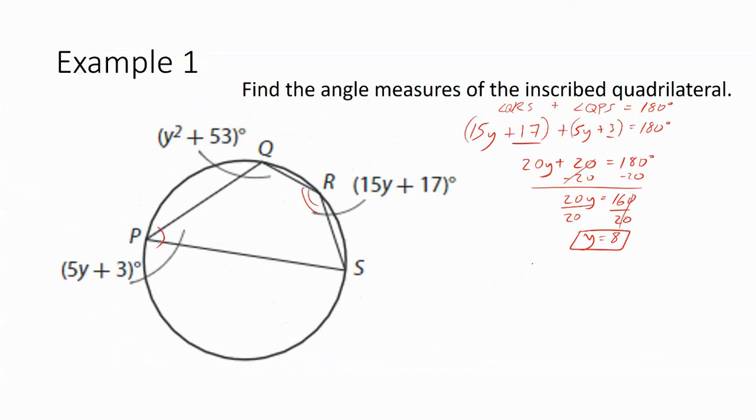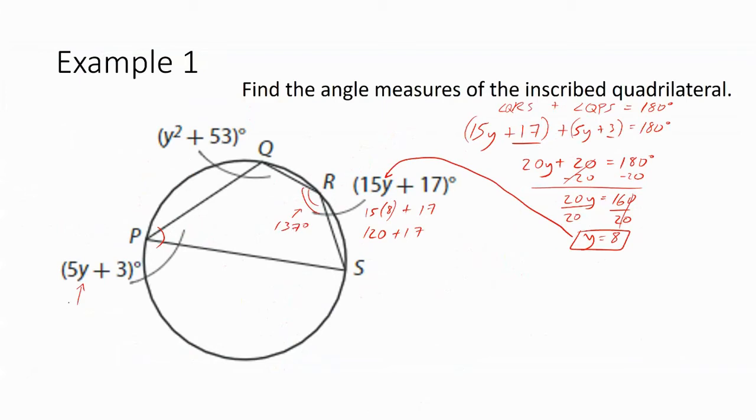No, this is geometry. And basically that means we just plug back in our values for y. Okay, we can plug it in there, we can plug it in here. So angle R or QRS should be 15 times 8 plus a 17. So that should be 120 plus 17. So this angle right here is going to be 137 degrees.